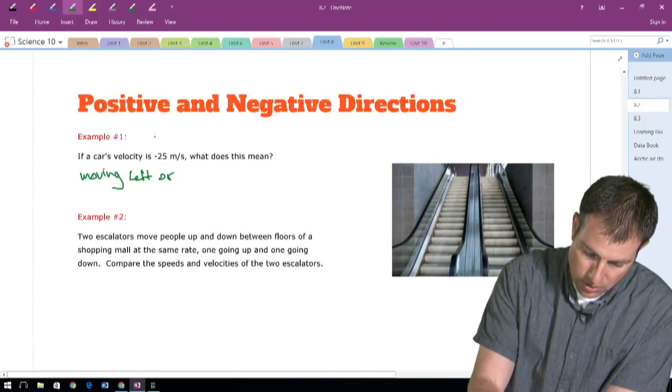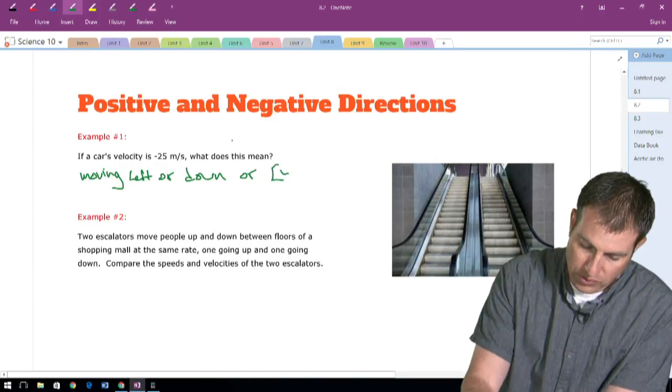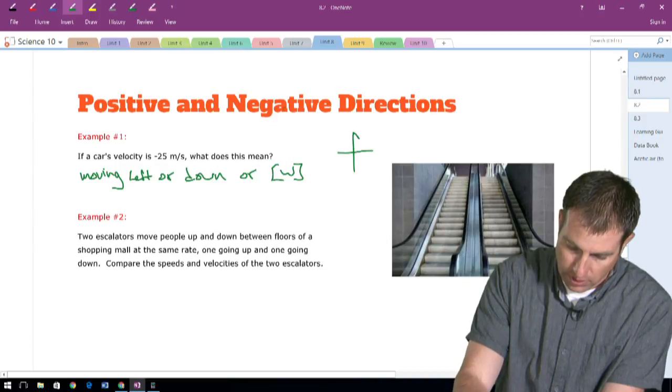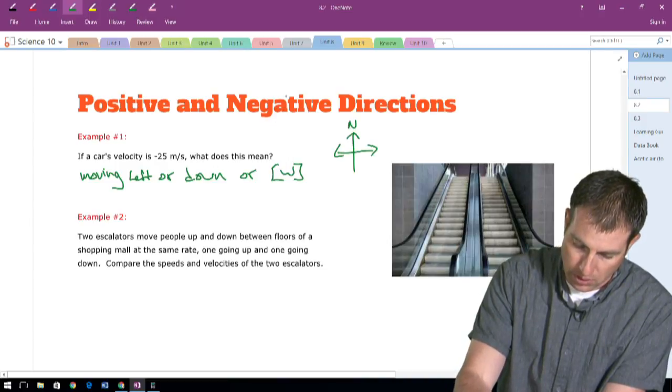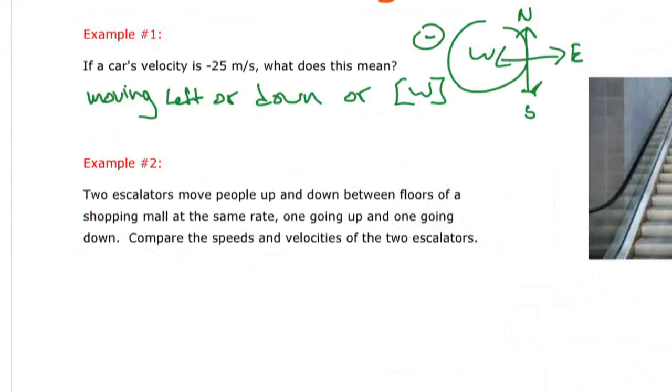Or it might be down. Or it might be moving to the west. So remember last day we had these kind of like compasses, and we said north, south, east, west. And we said, okay, everything over here is going to be negative, everything over here is positive, everything down here is negative, everything up here is positive.